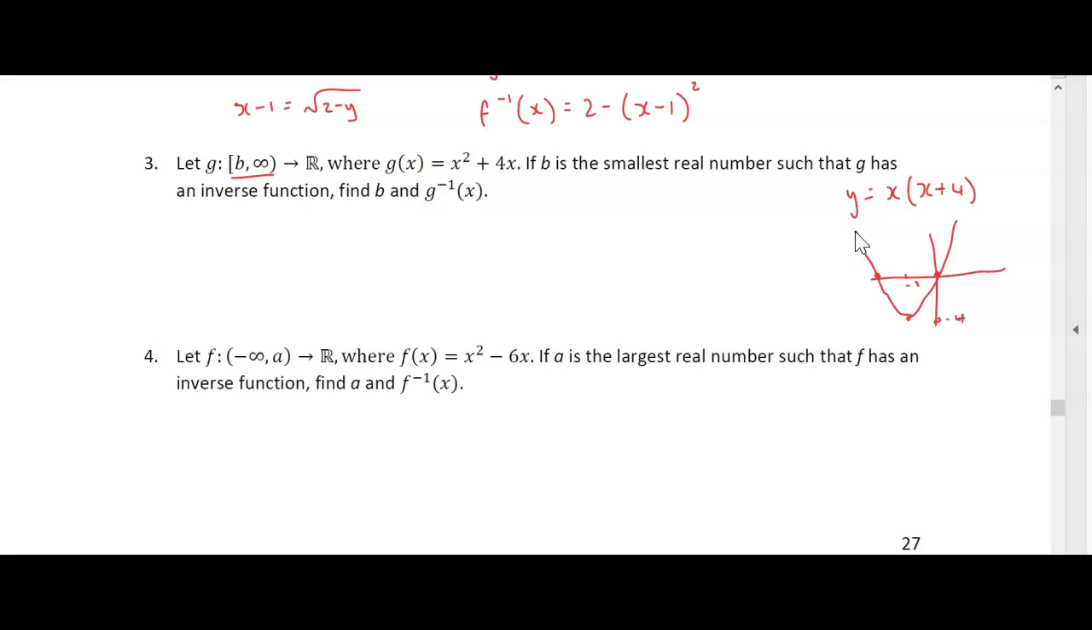All right, so we want to go from b to infinity. So we've got to cut it in half to make it one-to-one. So remember, b is your restriction on your x, or your lower bound on your x. So it's going to be negative 2. So b has to equal negative 2, because then we're going up to infinity. If it was negative infinity to b, actually it wouldn't make any difference. All right, so b equals negative 2.